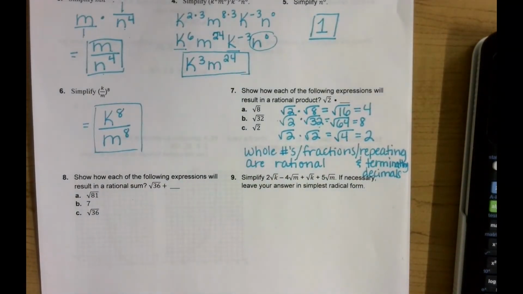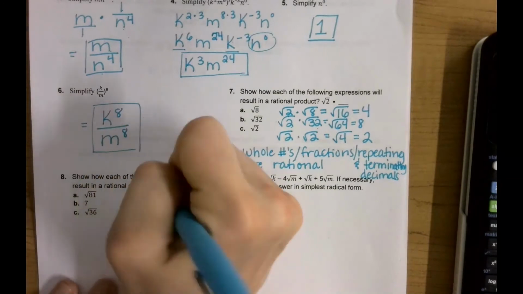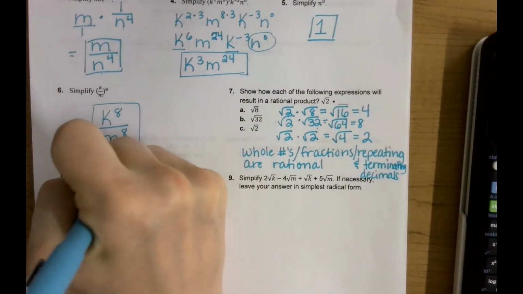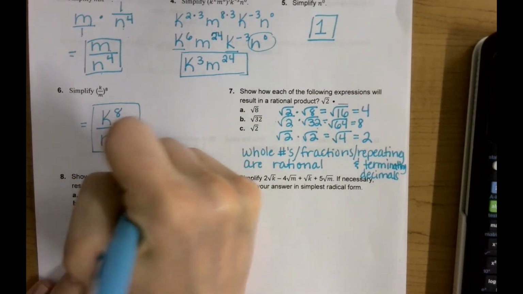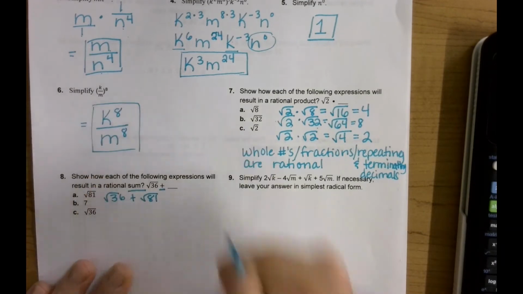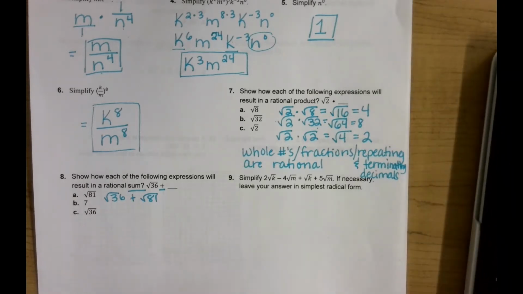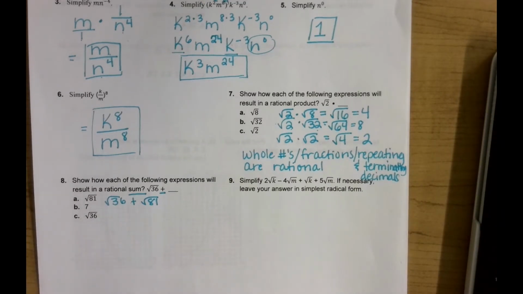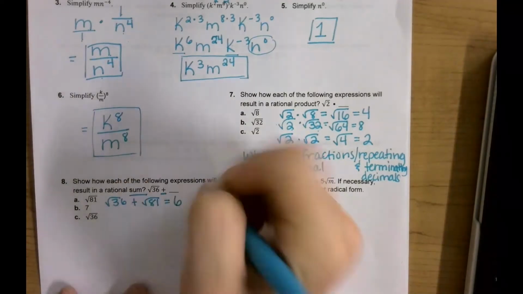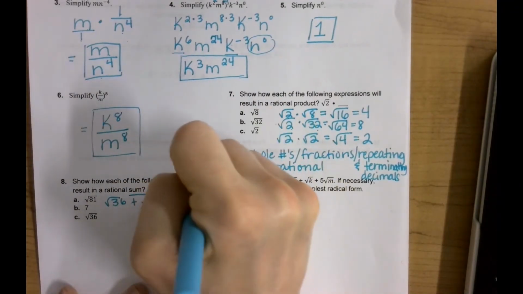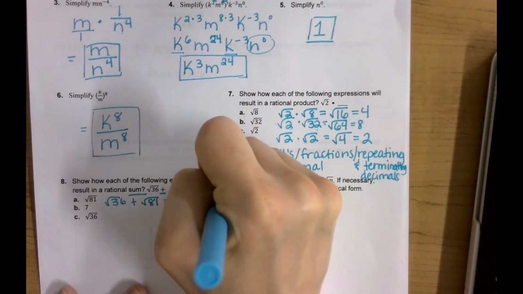Number 8, show how each of the following expressions will result in a rational sum. So same thing here with rational, but now sum, we're adding. The square root of 36 plus the square root of 81. Again, you can use your calculator, or you can just break this down. The square root of 36 equals 6. The square root of 81 equals 9. 6 plus 9 is 15.